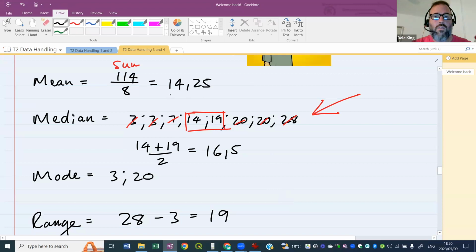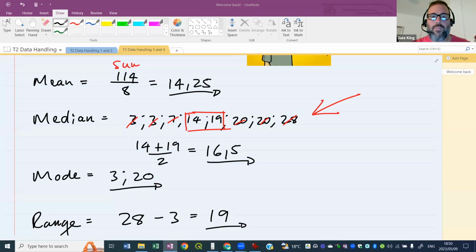Okay. So there we go. We've got a mean of 14,25. We've got a median of 16,5. Mode is 3 and 20, and a range of 19. All right. Good job. Well done to all those people.